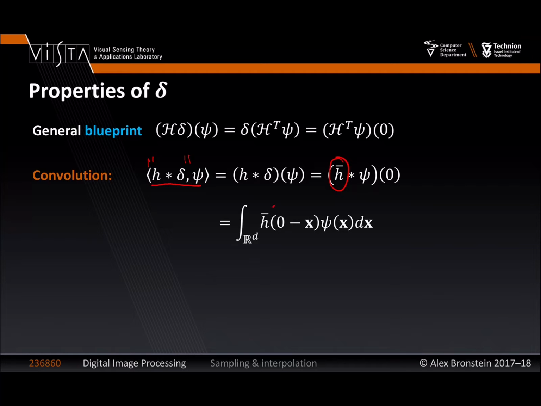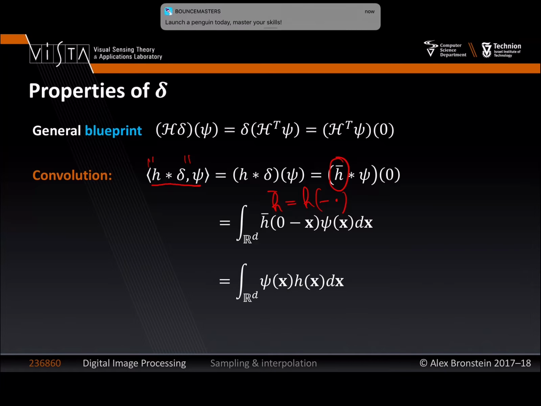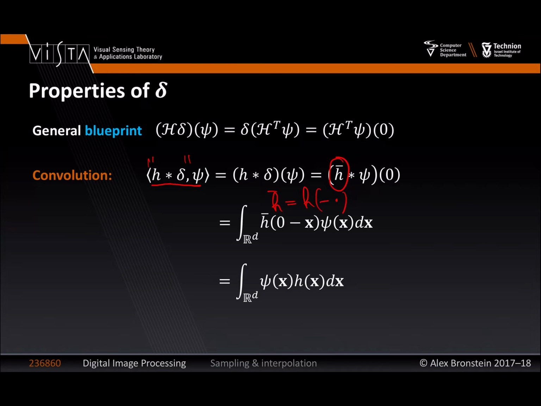Now remember that this H bar is just H at minus the argument, right? So let's write it like this. Let's write it as the integral of psi x hx dx. Okay, and this is nothing but the inner product of H with psi conjugate, right? Now, what is written here is a weak form of the function H, right? What is written here is the action of the delta distribution on the same test function. This is true for every psi, okay?